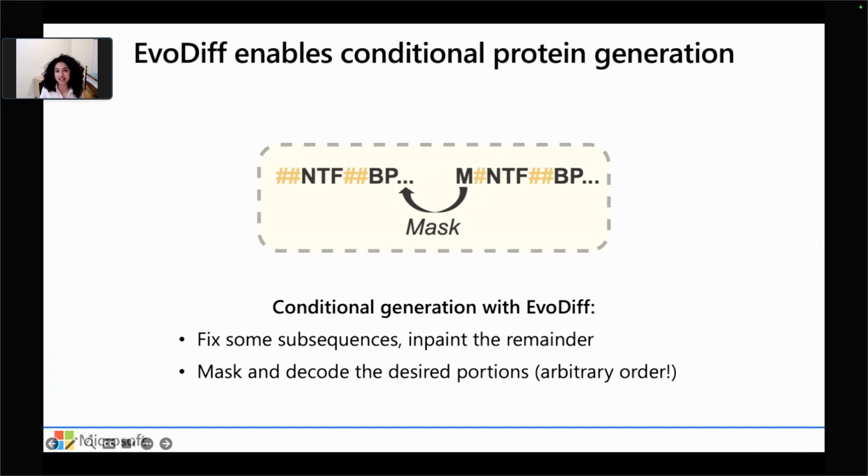and order agnostic fashion, we have the ability to do conditional generation by simply taking an arbitrary subsequence within the overall amino acid sequence, fixing it, and in-painting the remainder of the sequence by simply masking the desired portions and decoding those desired portions in any arbitrary order.